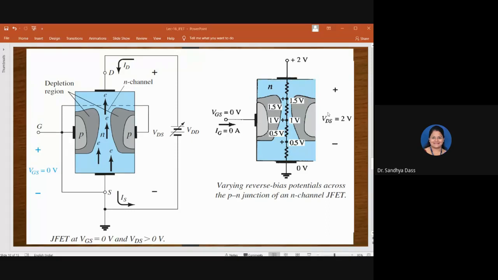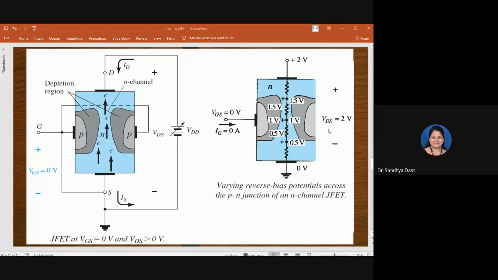So because of variation in the VDS, that is, we are varying the reverse voltage, as we increase the reverse voltage applied, the width of the depletion region also is varying. So you can see there is a wider depletion region at this area compared to the lower region. The width of the depletion region is comparatively narrow compared to the upper region here.